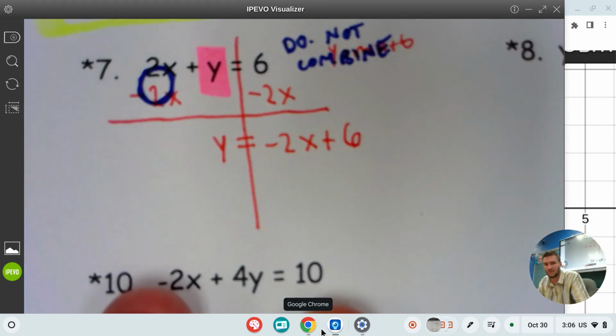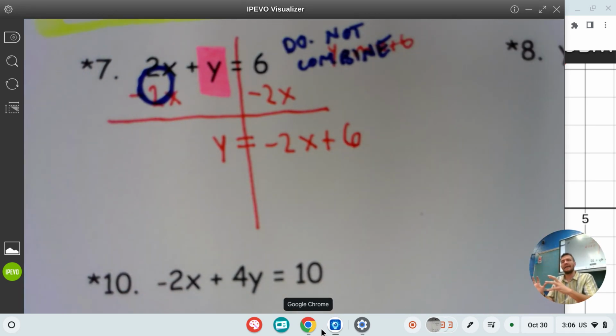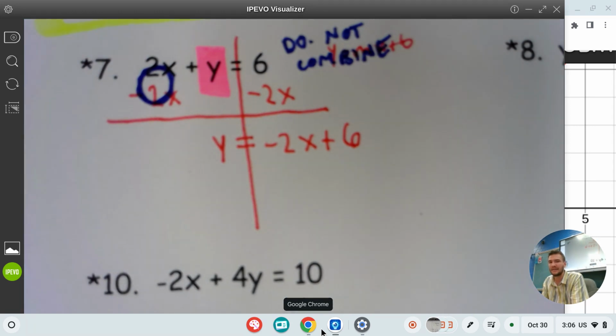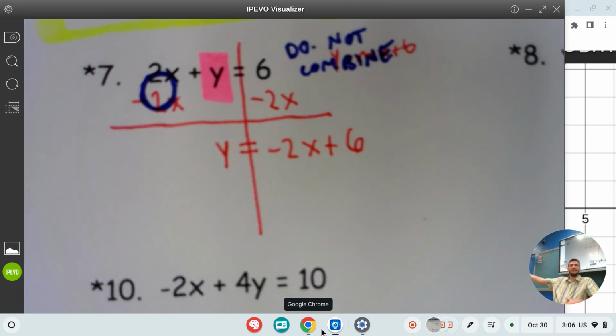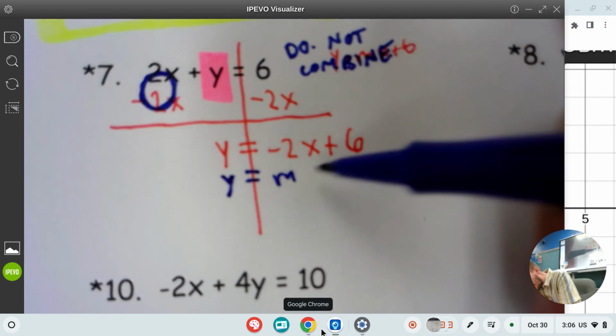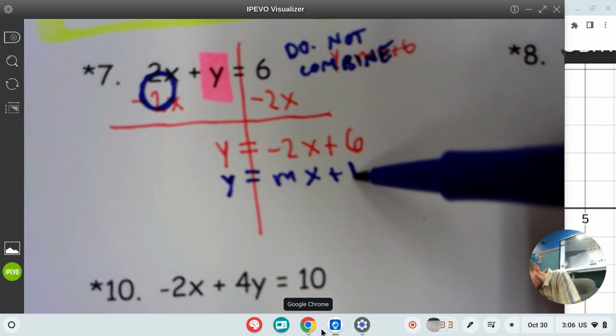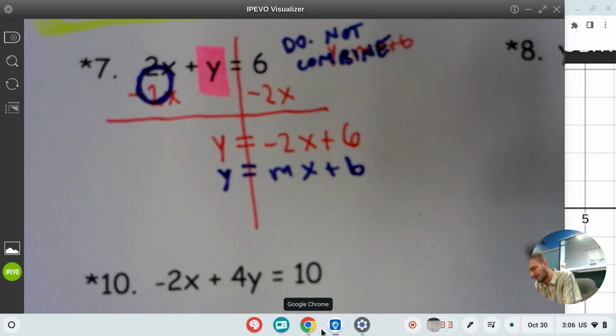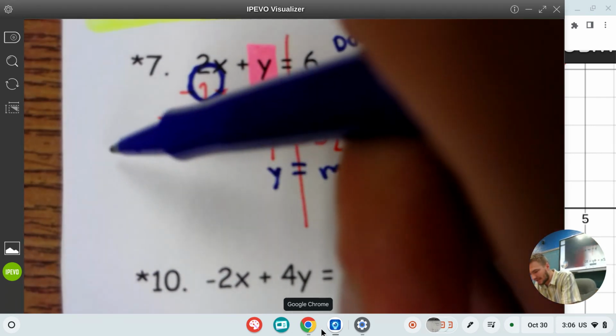So you put y equals negative 2x plus 6. Exactly. We move the x's to the other side, and here's what's important. They do not combine because the 6 has no x. I like that you volunteered the answer and put things in the right order. We need it to be set up like this: y equals mx plus b. And we need everything to line up perfect.